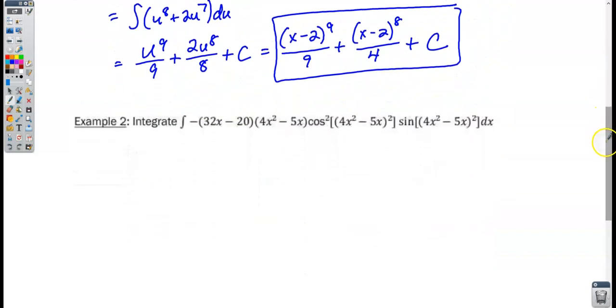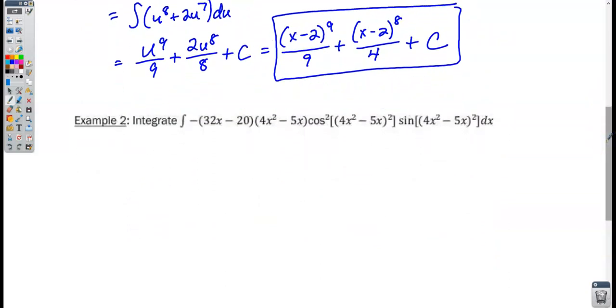All right, example 2. Goodness gracious, there are so many things that I could pick as a first substitution here to try. In general, when we have something this complicated, sometimes instead of trying to look for that absolute best substitution, it's best for us to just pick a smaller substitution, use that substitution, and then make another substitution and simplify more from there.